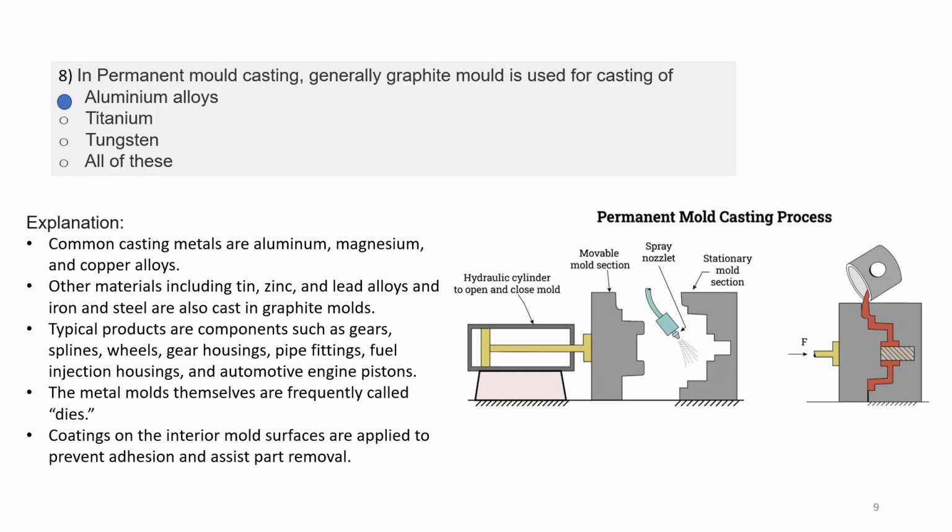Typical products are components such as gears, wheels, gear housings, fuel injection housings, and automotive engine pistons. The metal molds themselves are frequently called dies, and the coating on the interior mold surfaces is applied to prevent adhesion and assist part removal.